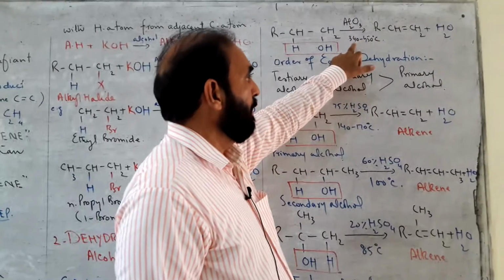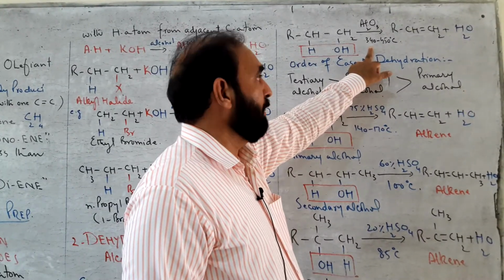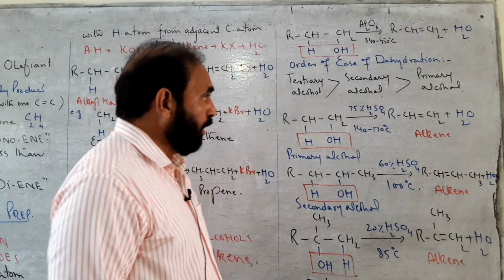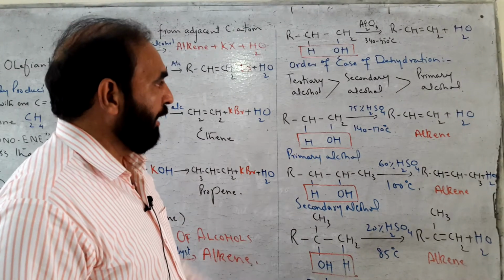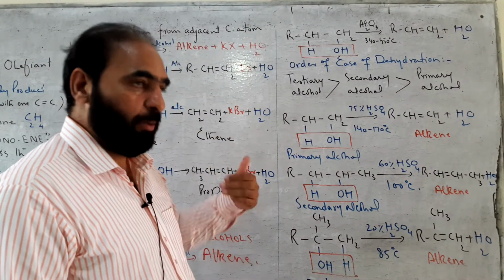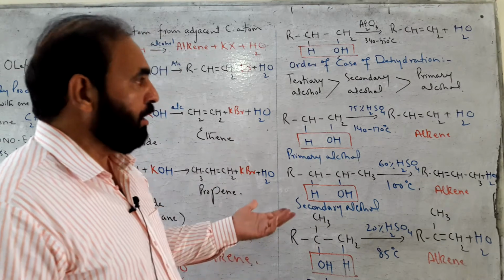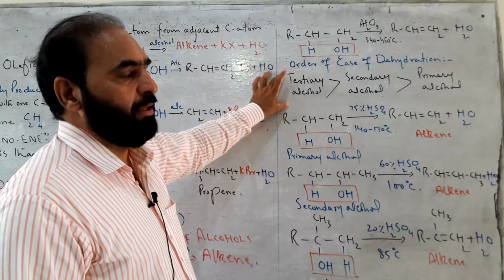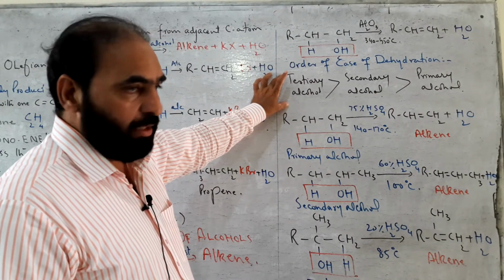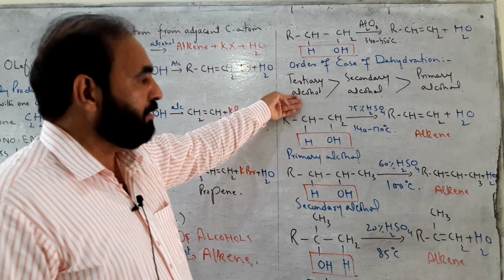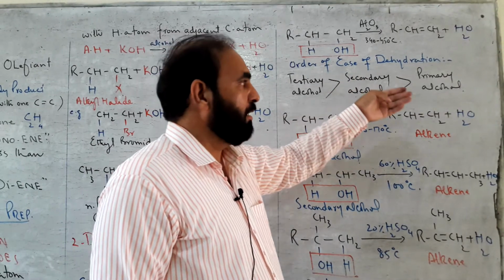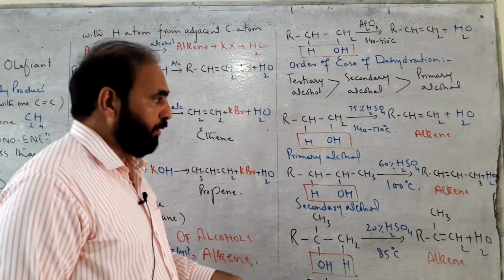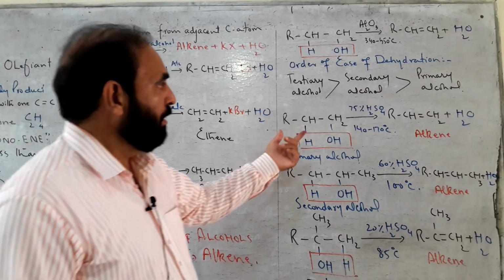Alumina is heated at a high temperature of 340 to 450 degrees centigrade. Alcohols are of three types. We have primary alcohol, in which a primary carbon is present, secondary alcohol, and tertiary alcohol. Tertiary alcohols can easily be dehydrated. The order of dehydration is tertiary alcohols, then secondary alcohols, and primary alcohols are difficult to dehydrate.